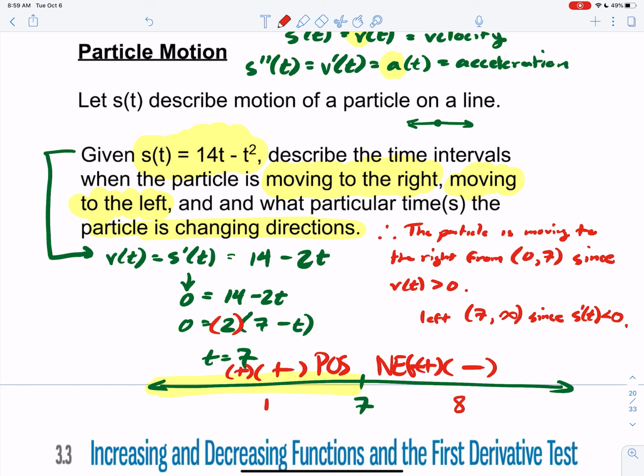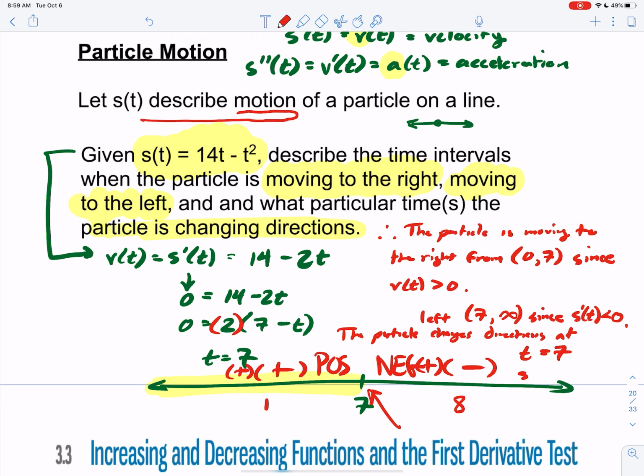Does the particle change direction? So the particle started moving towards the right, and then it decides to turn around and move left. So we know that there's a change in direction. So the particle changes directions at t equals 7, since v of t changes signs.